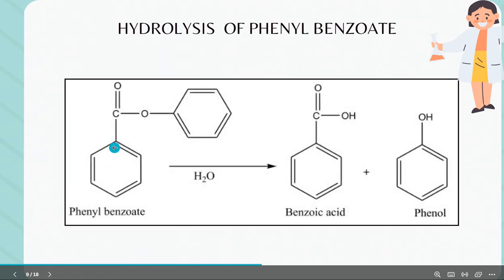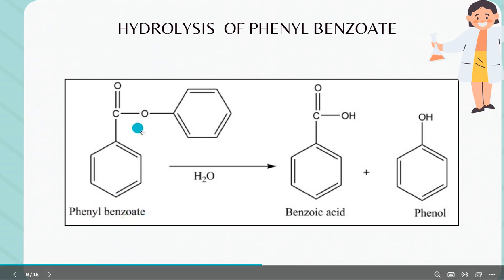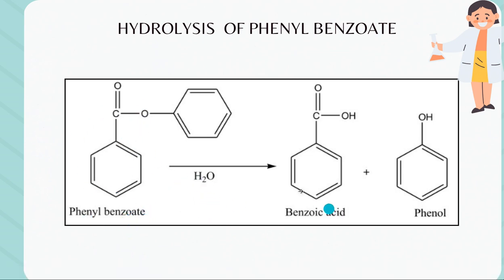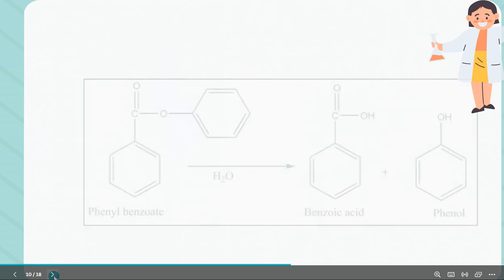Hydrolysis of phenyl benzoate. This is your phenyl ring, this is your benzene ring, and this is your extra oxygen, which is OH. So phenyl benzoate on hydrolysis is giving you benzoic acid and phenol. This is a commercial reaction which is giving you a byproduct as phenol. This phenol is used for various other applications and formation of other chemical moieties. So it is said to be a commercial reaction.